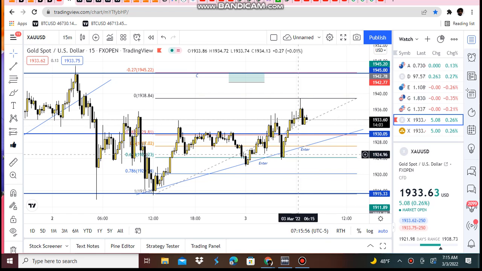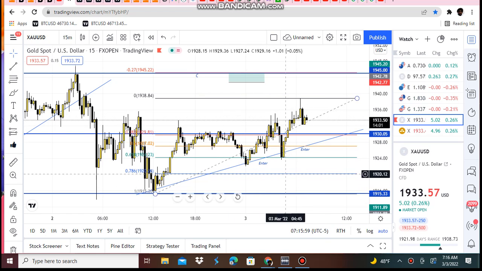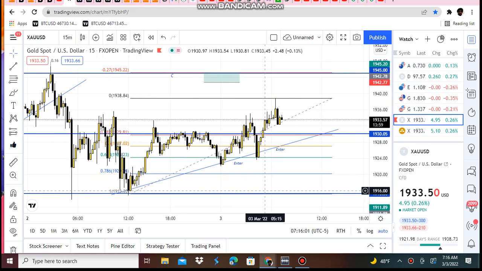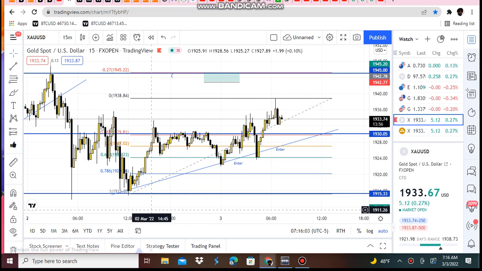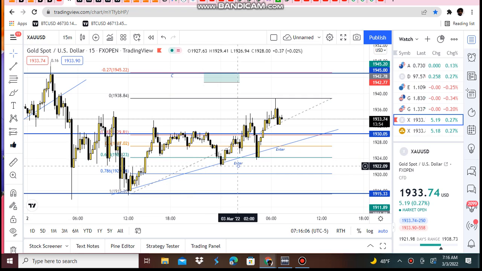Okay. We were in an uptrend. You can see we were in an uptrend on a 15-minute. See this trend line right here, and we entered. We could enter at 0.618.